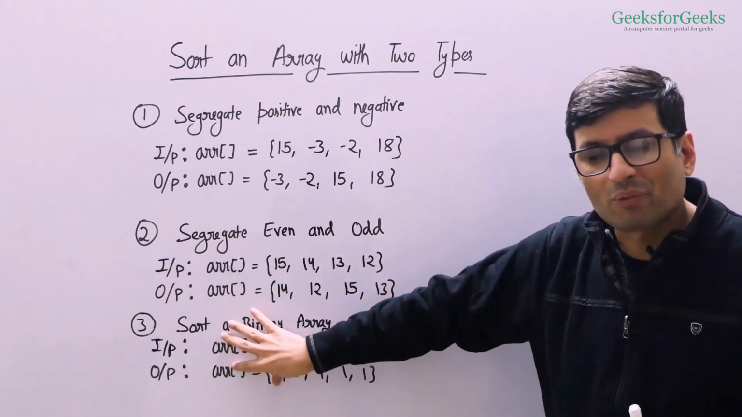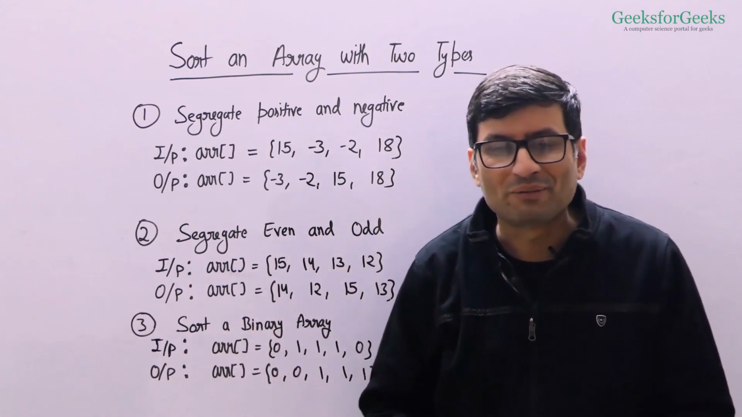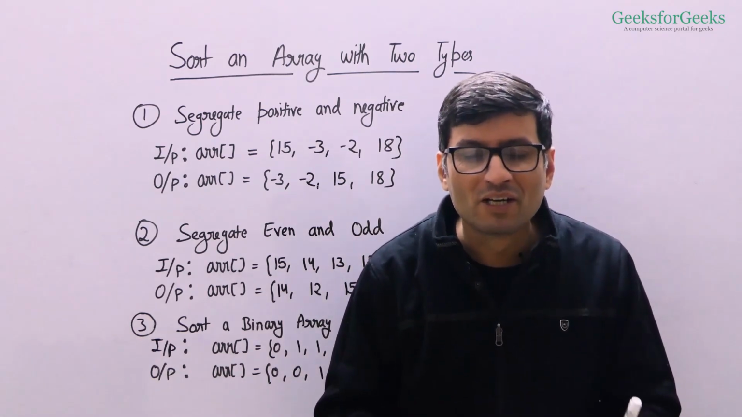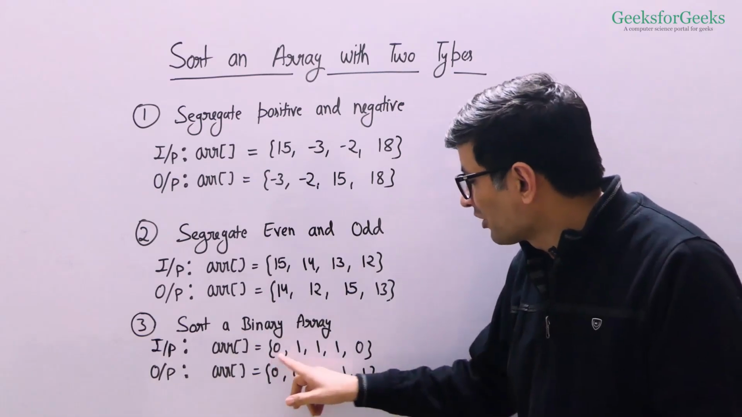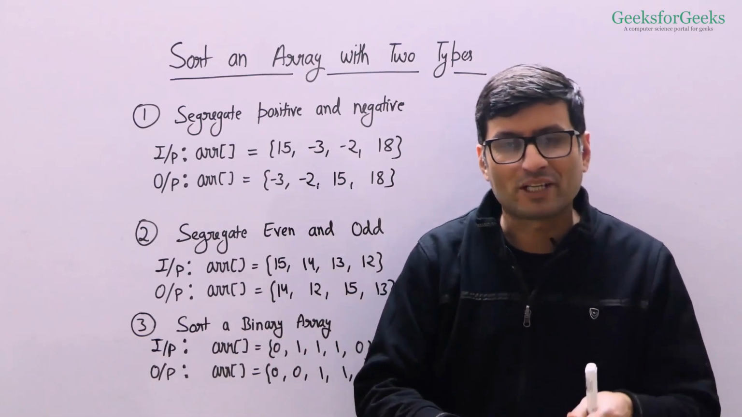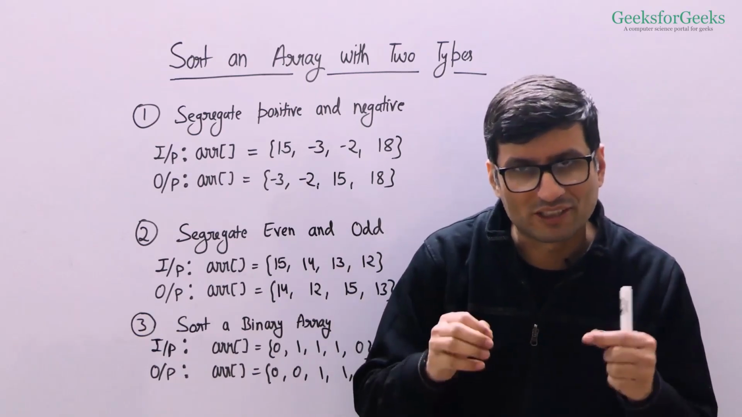For this particular problem, many of us, when we start solving it, think, okay, it's a very simple problem. All we need to do is count how many zeros are there, and then you can get the count of ones by subtracting the count of zeros from the total size.